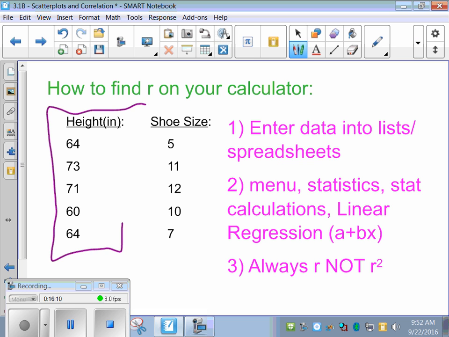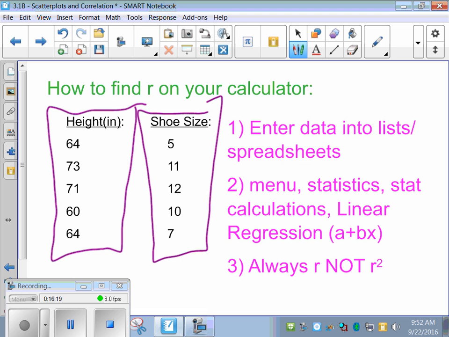So we're going to enter this into our list spreadsheets, label height, and shoe size for your other list. We're only doing those 5 data points. And if you remember, you go menu, statistics, you can do it on the tables page. And when you get R, remember it's R and not R squared. They give you both. Let me know so I can make sure you know how to do it.